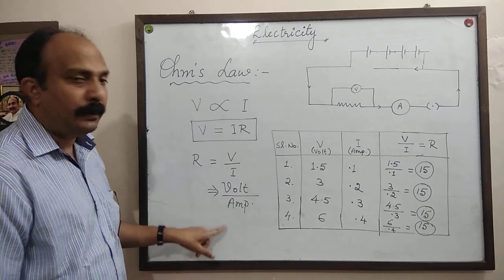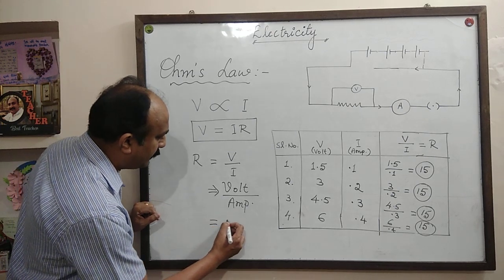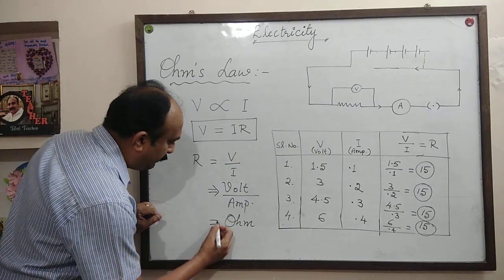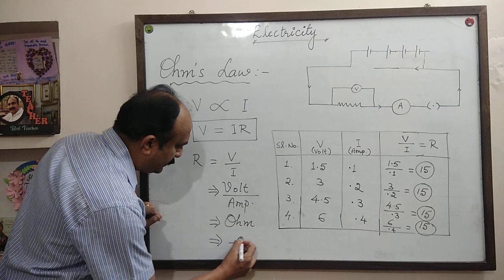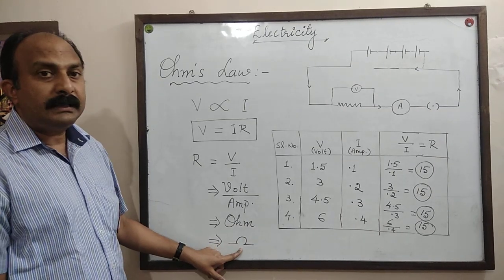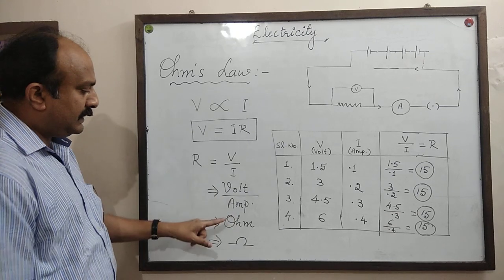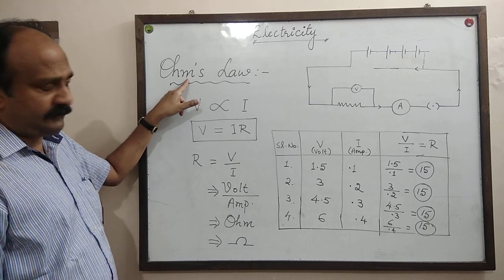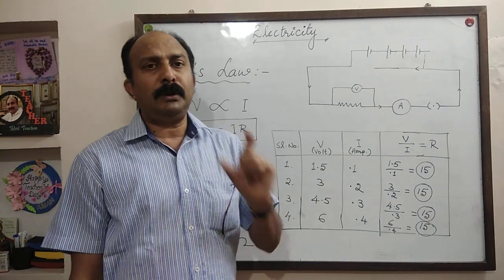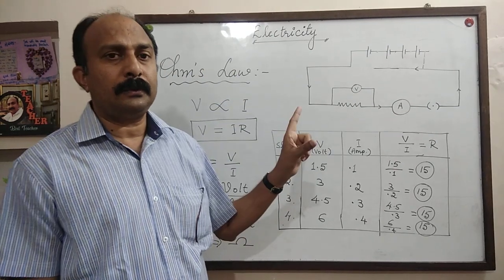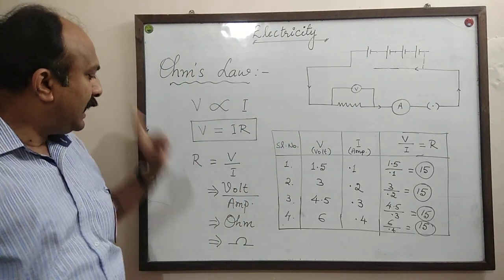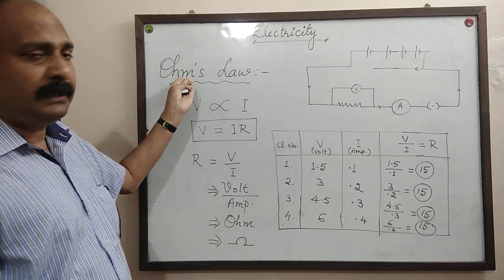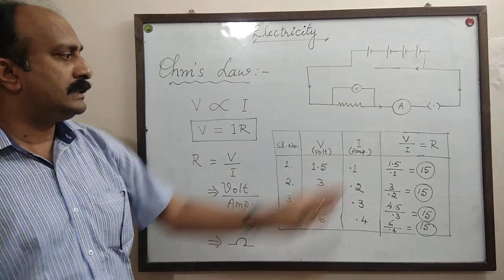But volt upon ampere is given another name. It is called ohm. And its symbol is this. This is the symbol of ohm. Once again, this ohm is taken from the German physicist George Simon Ohm, who made this Ohm's law. So the law is named after him, and the SI unit of resistance is ohm, which is also taken from the name of the physicist who made this theory.